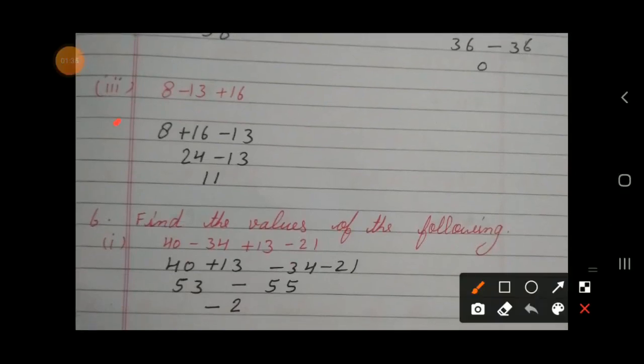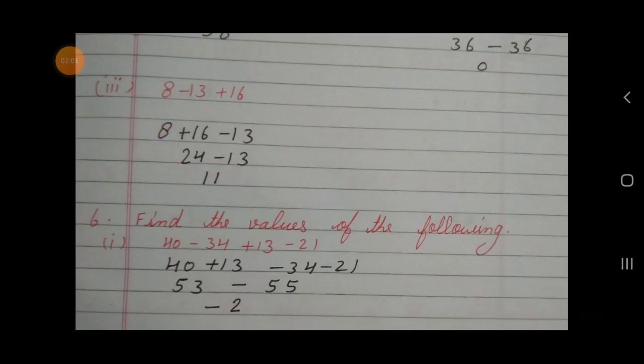Third part is here, 8 minus 13 plus 16. Yes, 8 plus 16, positive numbers we will take together, minus 13. On adding 8 and 16, we are getting 24, minus 13, plus and minus, and here 24 is bigger than 13, and this 24 has a positive sign, that's why 11 will come with a positive sign. The rest of this question number 5, try yourself. Come to 6.